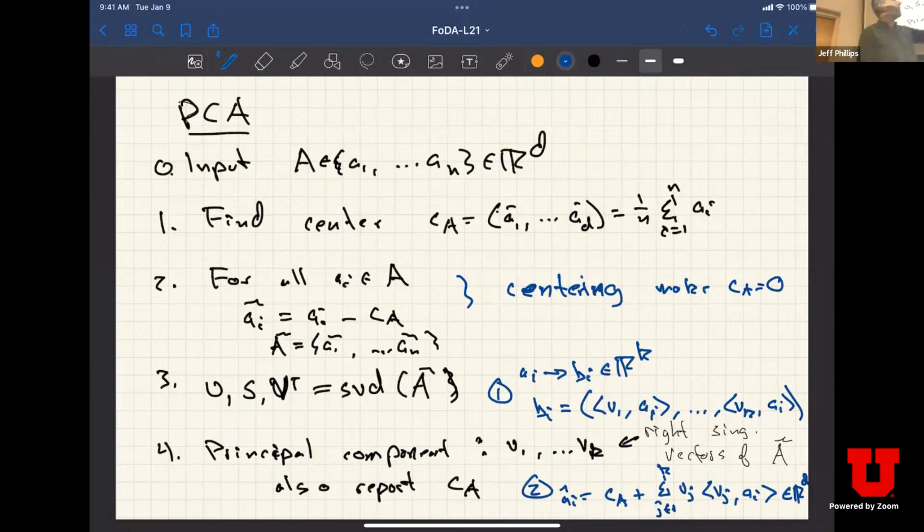Option one, I map it into k-dimensional space and I just need the vectors. Option two, I keep it in the d-dimensional space, but I know it's on a low-dimensional subspace, right? And for that, I need the center still in the second option.